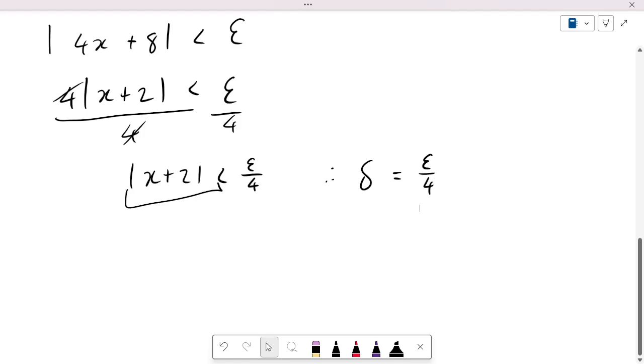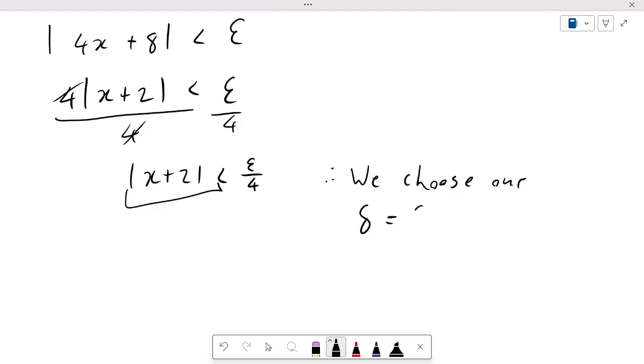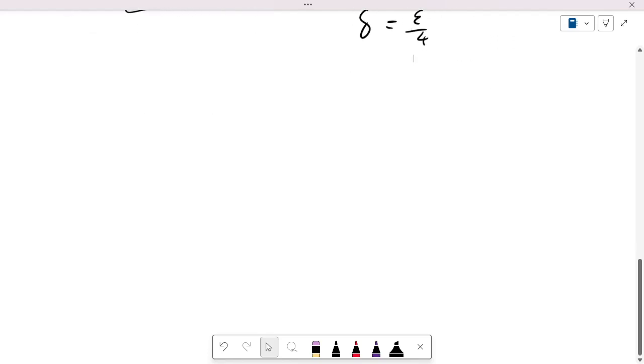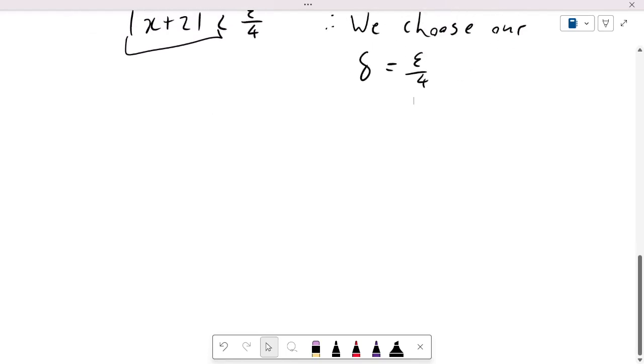Now, by the way, this is not the correct notation. How you're actually supposed to represent it is, therefore, we choose our delta to be equal to epsilon over 4. That's how you represent it. Remember, it's a proof. You can't just write down random things.